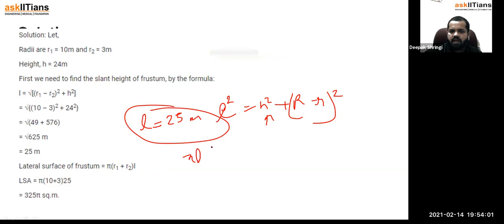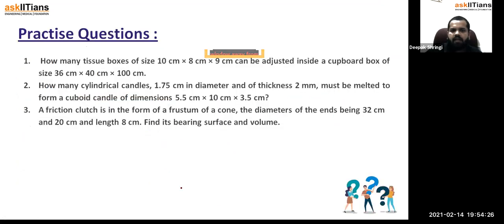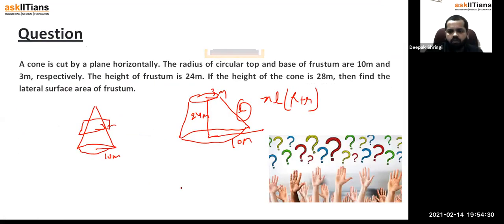Lateral surface area is pi L (capital R plus small r). You know the value of L, we have calculated. Capital R is also known, 10, then small r is 3. 10 plus 3 is 13, 13 into 25 is 325, 325 pi meter square. So we have calculated your CSA. CSA is basically your 325 pi meter square. I think guys, this question is very much clear for the frustum of a cone.